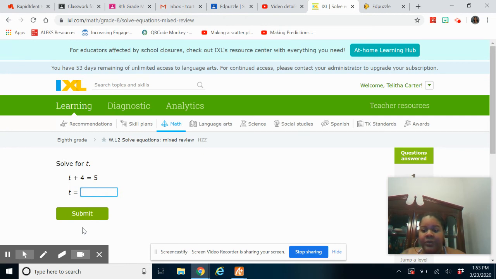So there you go. So make sure that you always do the inverse. If it says addition, you do subtraction. If it says multiplication, you do division, etc., etc.